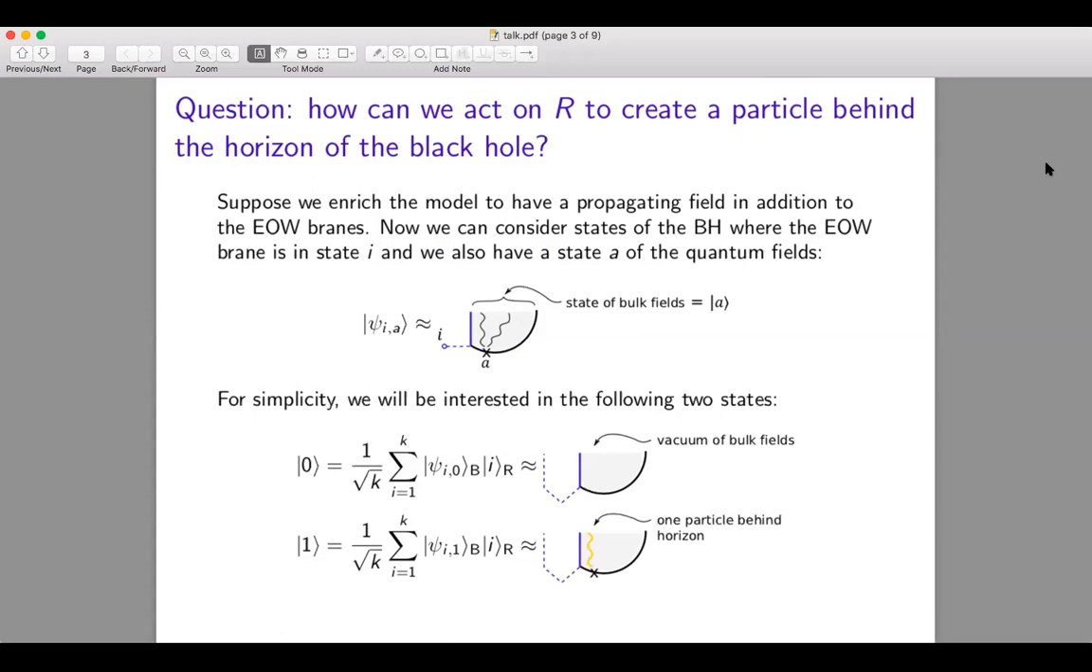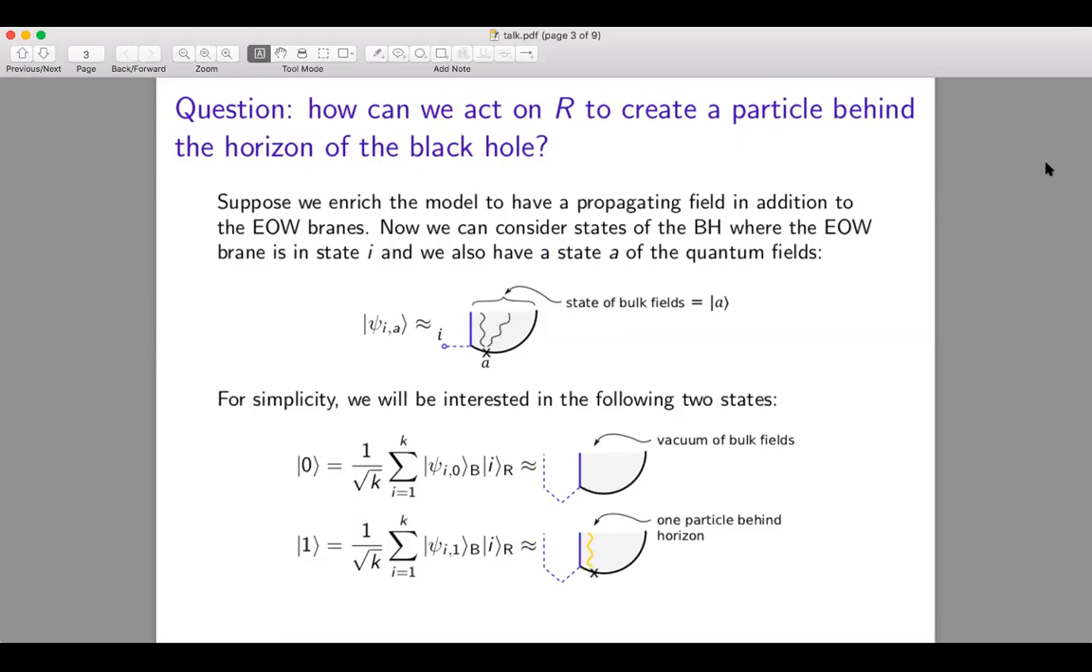So that's a way of saying that for the evaporating black hole, at very late times, when a lot of radiation has come out, you should be able to learn about the interior of the black hole by just looking at the radiation. Or, if somebody fell into the black hole, you should be able to read the state of their diary by looking at the Hawking radiation, or you should be able to create a particle behind the horizon by looking at the Hawking radiation. So we'd like to understand how that works in this model.